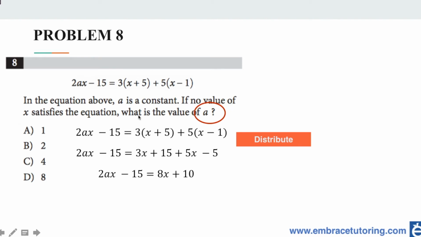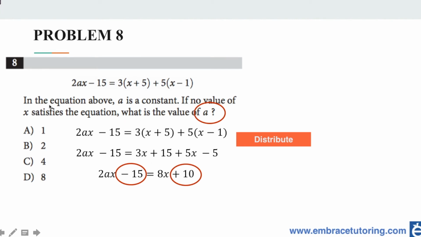So the trick is, if I keep these terms the same, for minus 15 and 10, because these are not equal. If these remain the same, being the fact that they are not equal to each other, then if I make 2ax equal to 8x, then these equations will never be the same, right? What is the value of a?